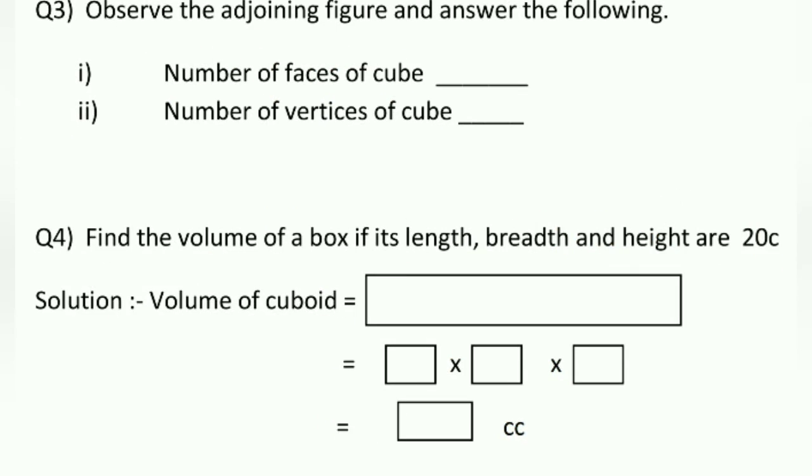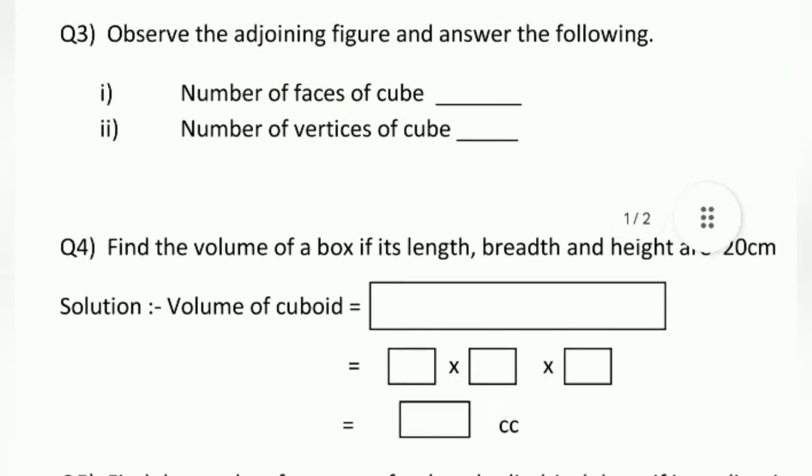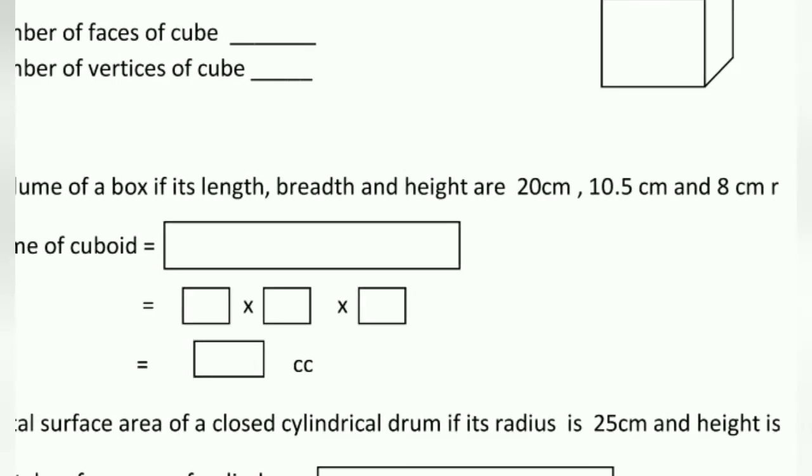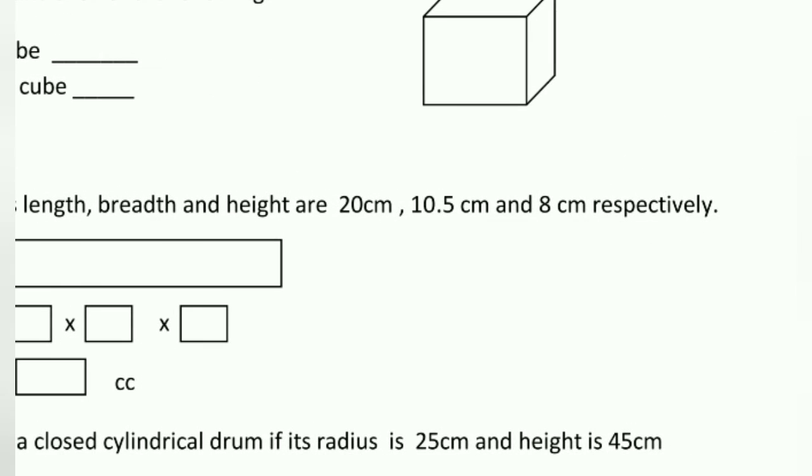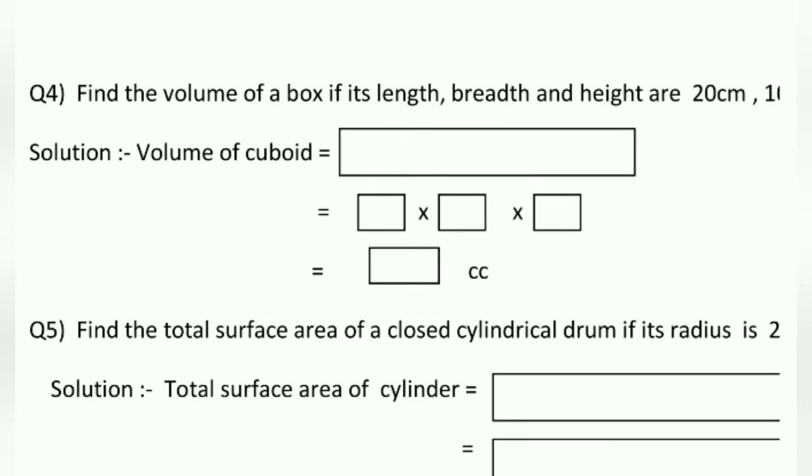Now, question number 4. Find the volume of a box if its length, breadth and height are 20 centimeter, 10.5 centimeter and 8 centimeter respectively. So here the solution is given: volume of cuboid is equal to a big box. What are you going to do there?